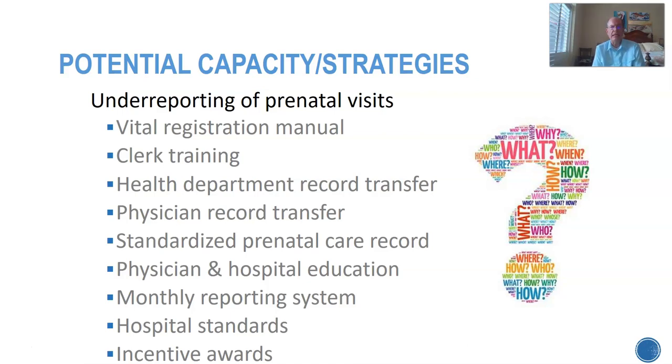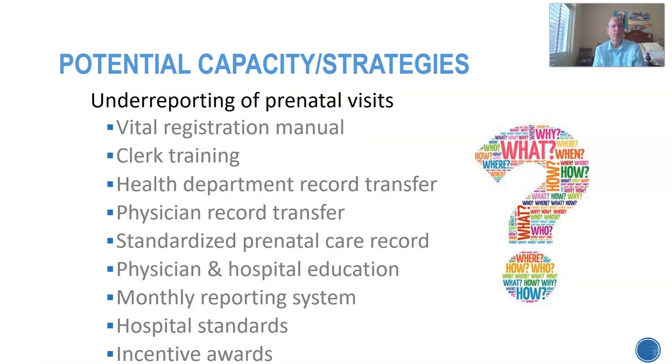Physicians and hospitals needed education on how to collect prenatal care data correctly, because they weren't. We had one person who decided that 7 was the magic number of prenatal visits, and everybody had 7 visits. And so they didn't have accurate prenatal care data. So you needed to make sure the people had that education.